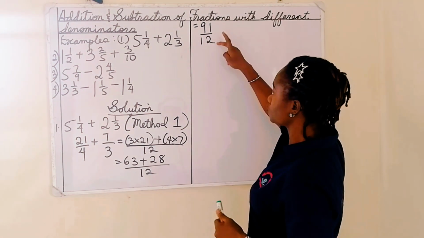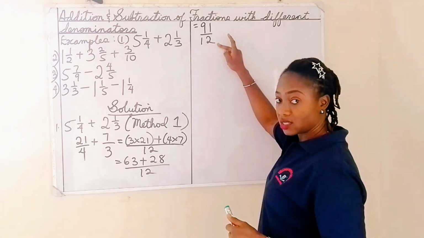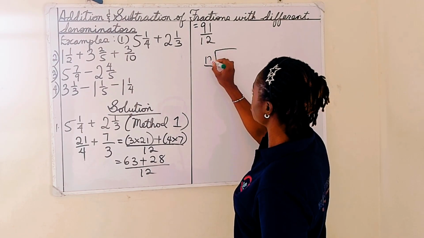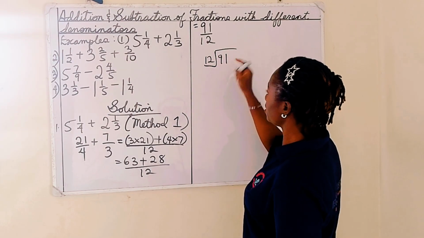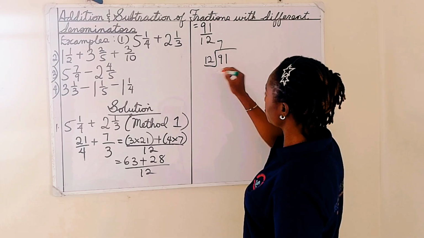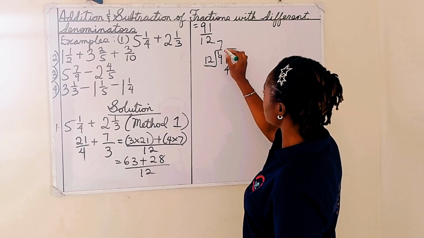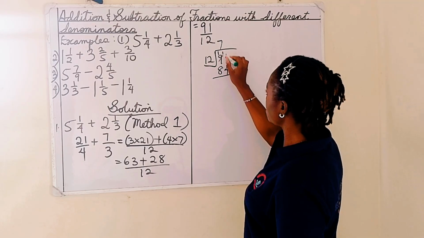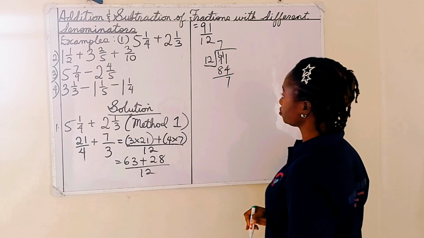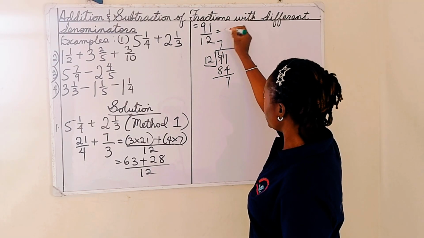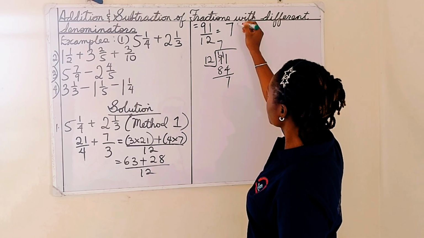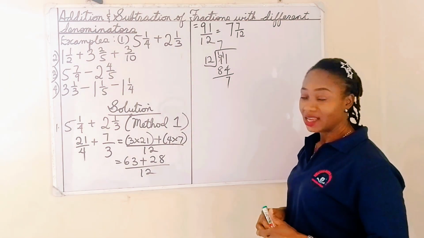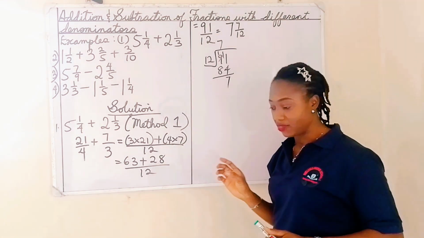And 12 will go into 91 7 times. Okay, let's do the division so I'll know how. So this is 12 and this is 91. 12 in 91 will go 7 times. 7 times 2 is 14. Remember 1. 7 times 1 is 7, plus 1 is 8. So this gives us 7. So our final answer here is 7 whole number, 7 over 12. And this is the answer for the first method.